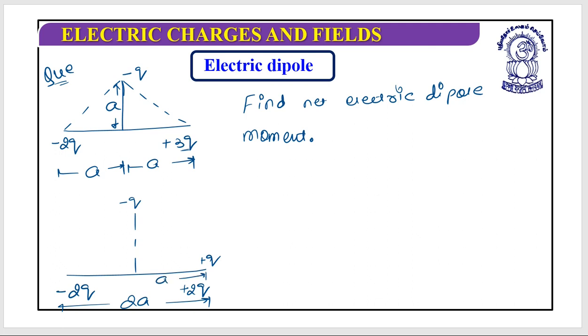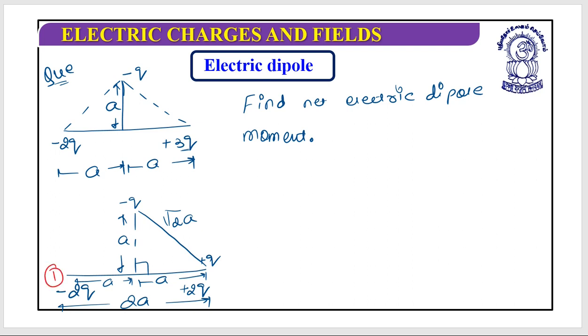They have given that this is a. This is a, absolutely yes. Even this is a. So the separation between these two is root 2 a according to Pythagoras. Yes. Now let's look at the magnitude of each one.